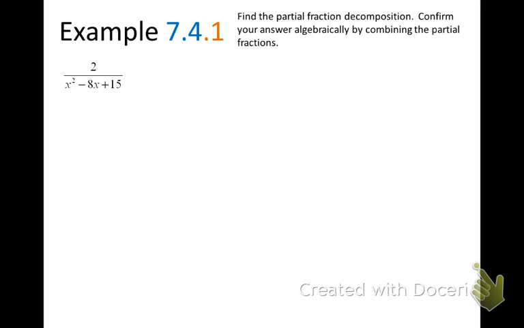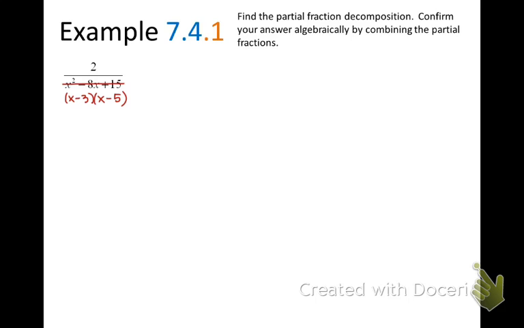So let's see what that looks like. What can I do to factor out this denominator? How can I factor it? Yep, x minus 3, x minus 5, right? So we're looking at that instead of this. Your first step is going to be to break this into factors. Then what you want to do is write a series of fractions that could represent any denominators that could be a part of that. Okay?